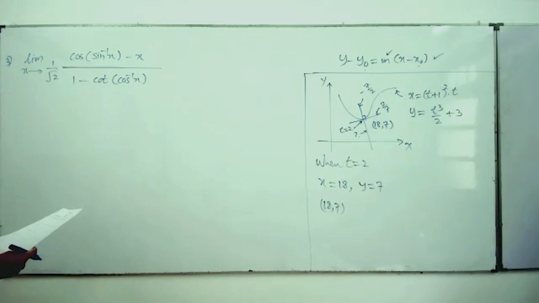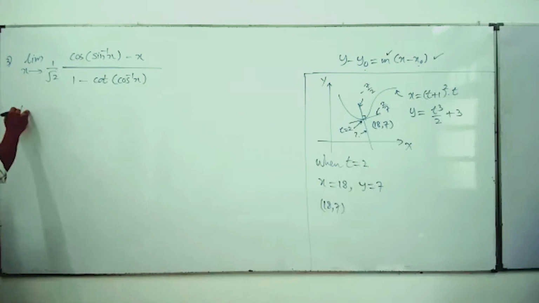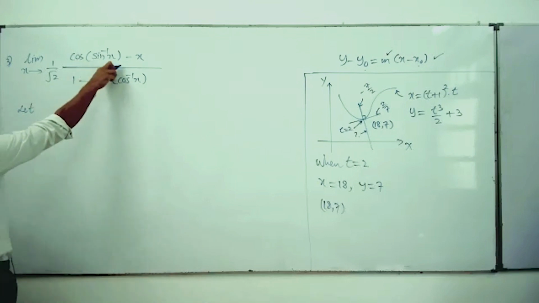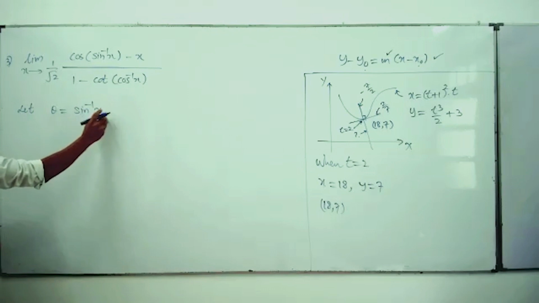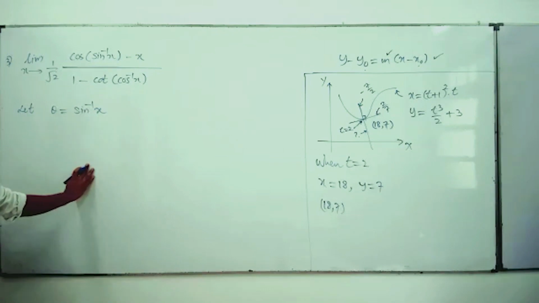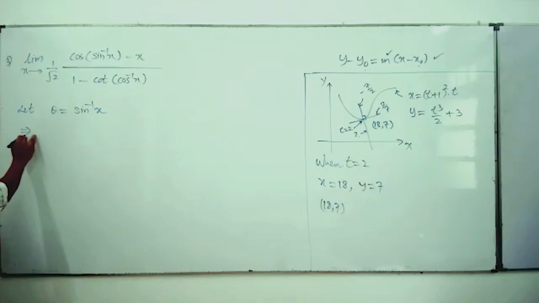Yeah, now, right, I take it like this. I'll take this way the substitution. Let sine inverse x, which means a certain angle, let theta equal sine inverse x. Right? Then taking the sine on this side, sine theta equals x.